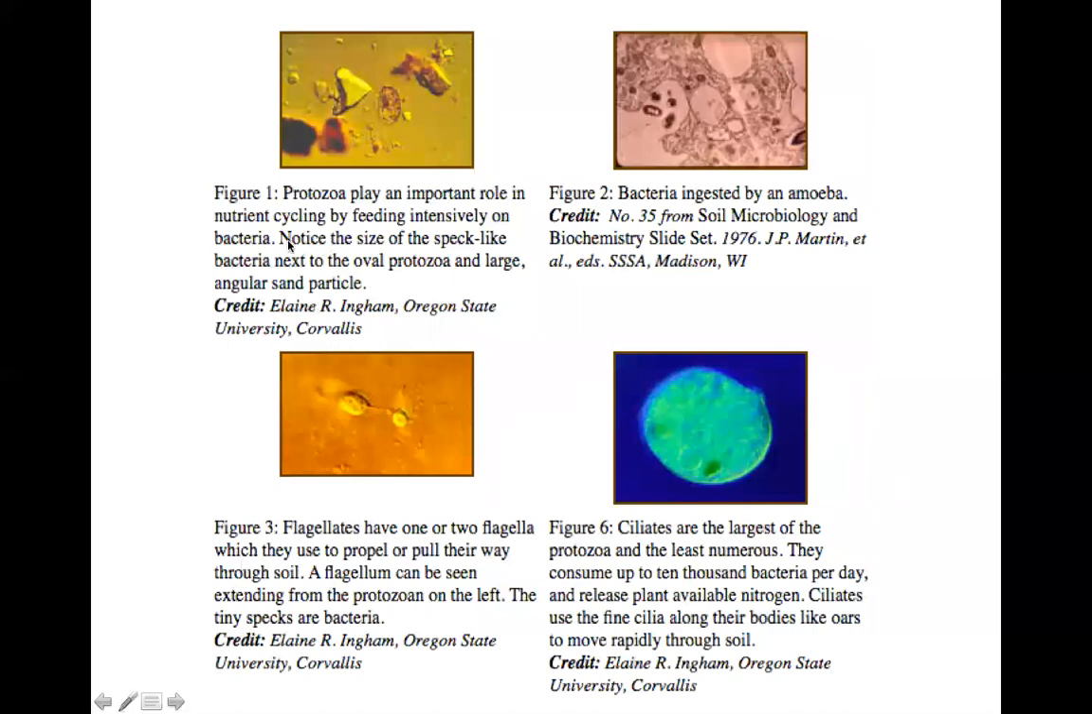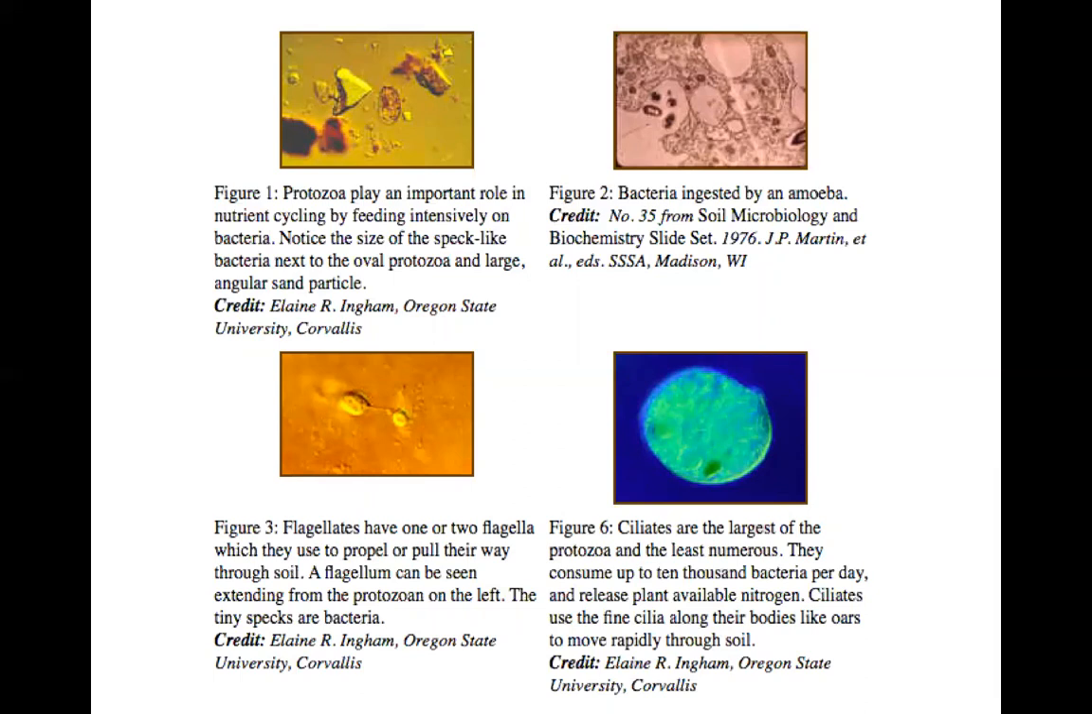Number one, protozoa are important in nutrient cycling by feeding on bacteria. This is an example of an amoeba ingesting bacteria. Flagellate protozoa use flagella to propel or pull their way through soil. And then this one is a ciliate. So these are examples of the protozoa.